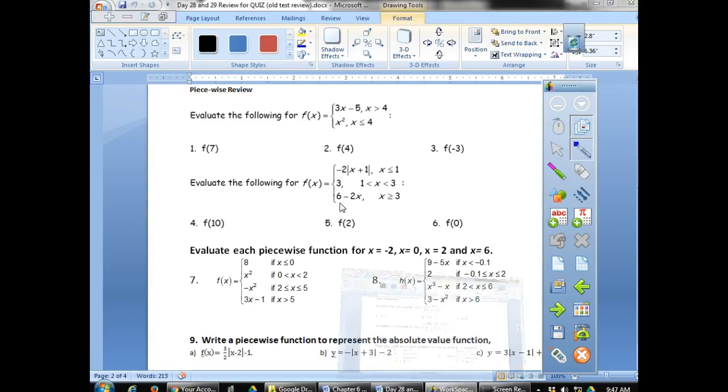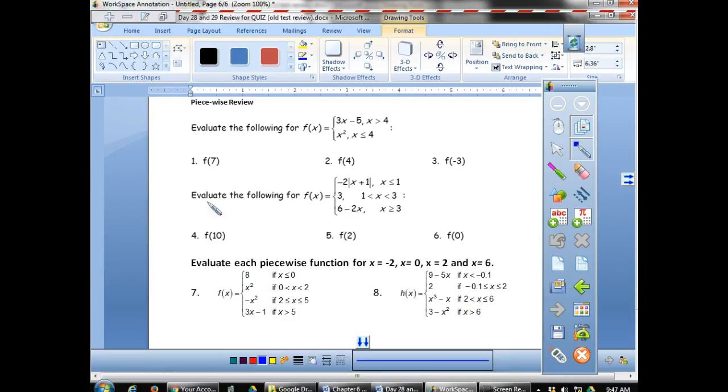And what I'm going to do is take my function, 6 minus 2x, and plug in this 10 to the appropriate function. That's just going to be 6 minus 20, which is going to be -14. So that's how you would do that.